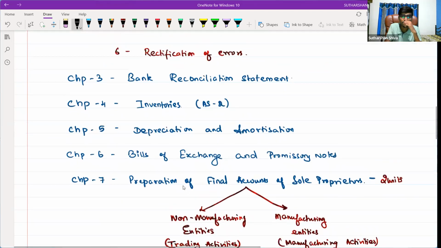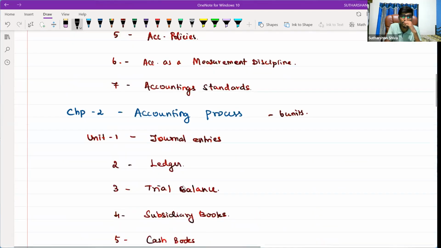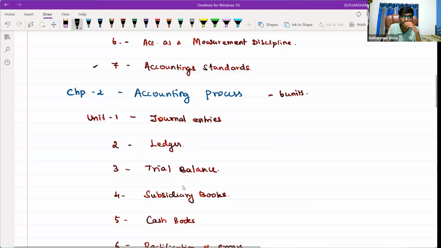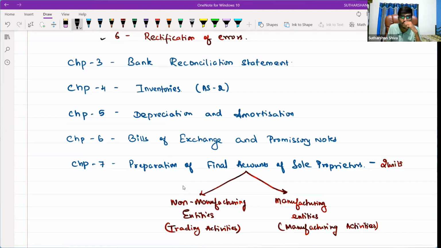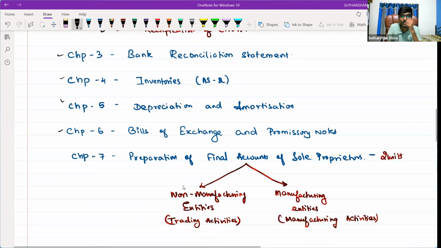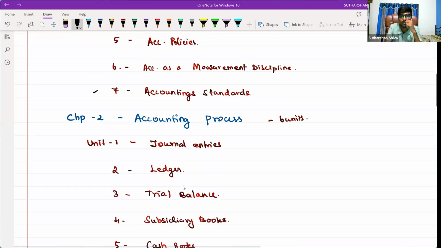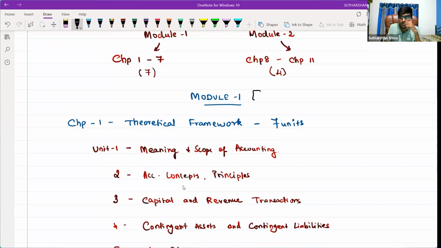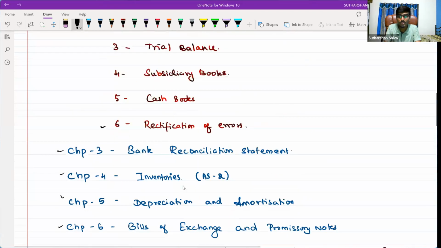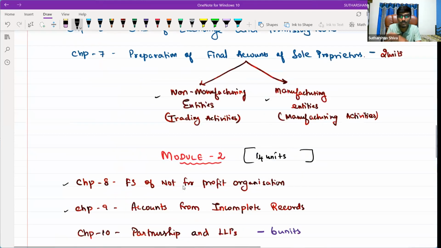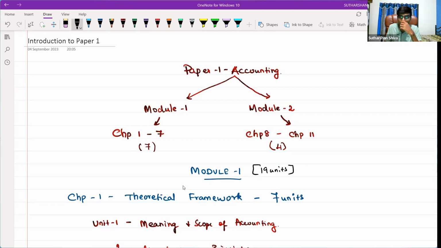Then coming to module 1. In module 1, it is 7, then again 6, which makes 13. I will consider everything as 13, 14, 15, 16, 17, 18, and 19. So how many units put together? 19 units. In module 2 you have 14 units and module 1 has 19 units. So put together, how many units do you have?